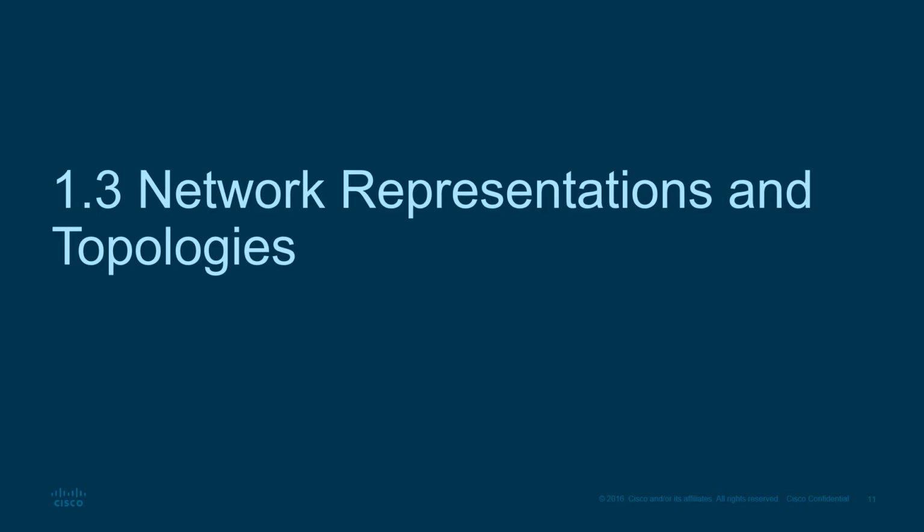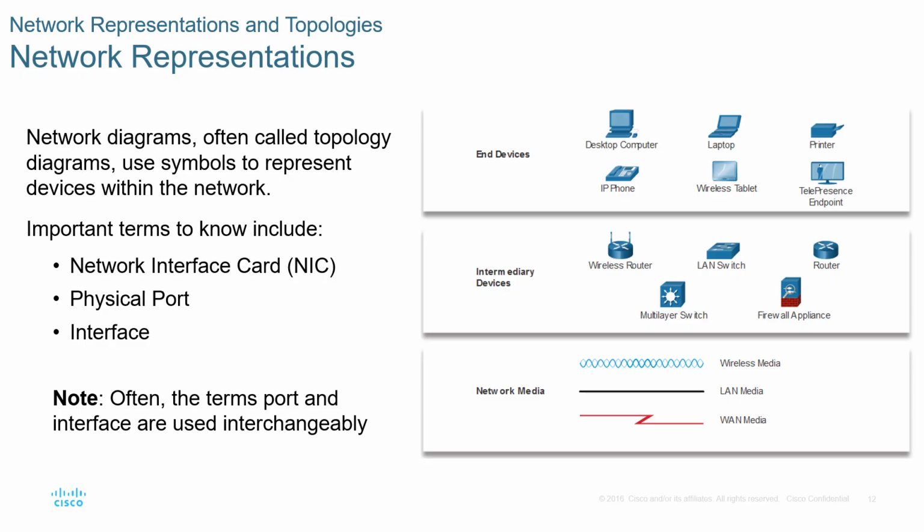After we covered the network components, we move to network representations and topologies. Here you will understand network representations and how they are used in network topologies. Network diagrams are often called topology diagrams when they use symbols to represent devices within the network. The important terms to know include network interface card, physical port, and interface. Keep in mind the terms port and interface are used interchangeably.